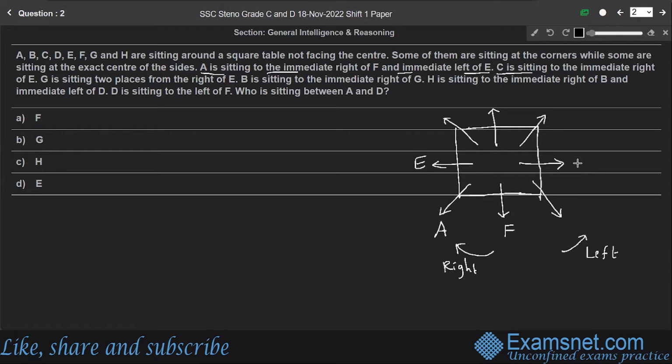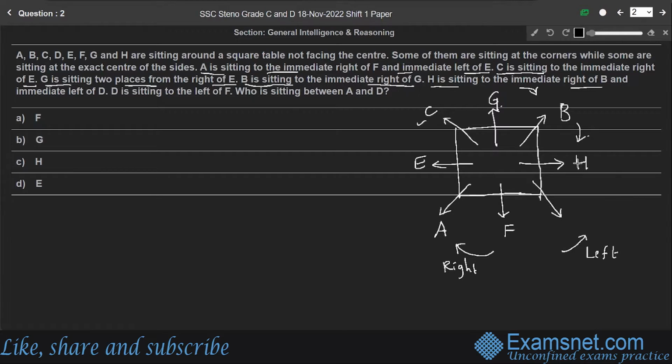Next point, C is sitting to the immediate right of E. To the immediate right of E, C is sitting, therefore C's position. Next, G is sitting 2 places from the right of E. From the right of E, 2 places means the first place is C's place, the second place is G's place. Next point, B is sitting to the immediate right of G. Immediate right of G means clockwise direction, so B is sitting here. Next, H is sitting to the immediate right of B. Again to the immediate right of B, same direction. So H is sitting here.